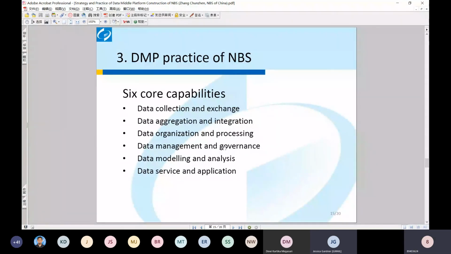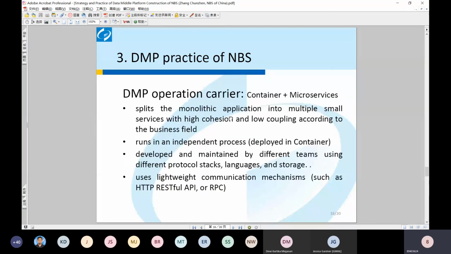Okay. As we define, SDMP has 6 core capabilities. They are the first one, data collection and exchange, data aggregation and integration, data organization and processing, data management and governance, data modeling and analysis, data service and applications. Of course, the architecture is only a static design.